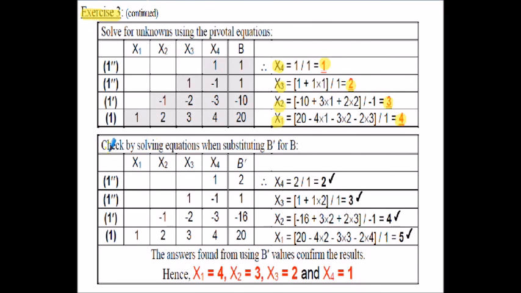We've also done the check calculations here, substituting B dash for B. We find that each of the values calculated for X1, X2, X3 and X4 are 1 greater than that shown above.